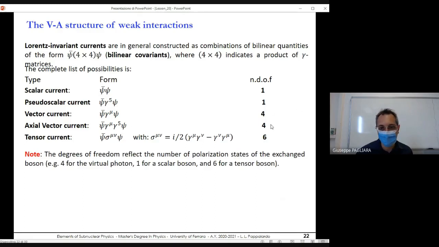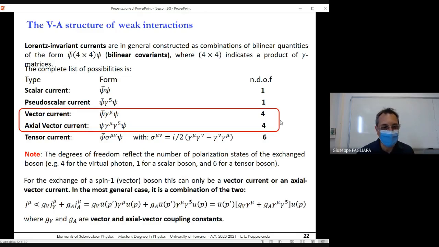And the number of degrees of freedom that you see here in the last column reflects the number of polarization states exchanged by the boson. You know, it is 4 for the case of the virtual photon, 1 for scalar boson, 6 for tensor boson, etc. Now, since the Ws are vector bosons, so spin 1, then of course we are searching for a vector current. Cannot be scalar, cannot be tensor. Okay, and so we have two possibilities actually: vector current and axial vector current.